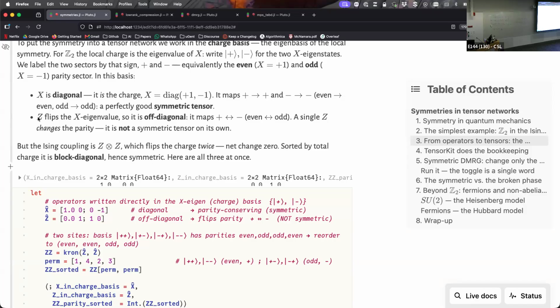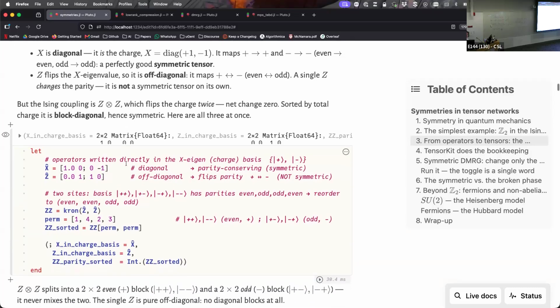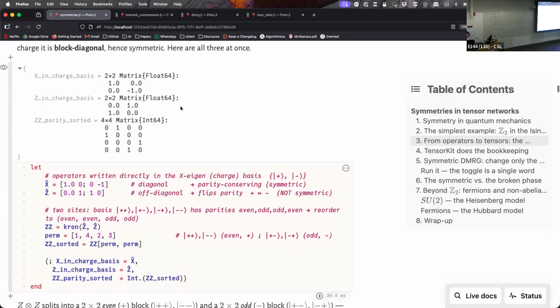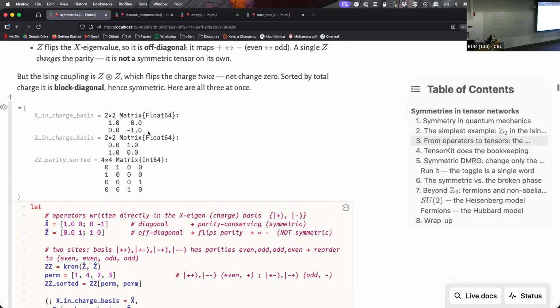However, in our Hamiltonian, the only combination that arises is two factors of Z. And so what that means is that anytime something is flipping from a plus to a minus state, the second factor will correct for the thing that was not symmetric. And so the combination of the two is again diagonal. So you can look at these arrays. The X is diagonal, the Z is not, but combining the two Z's, we again recover this block diagonal form.